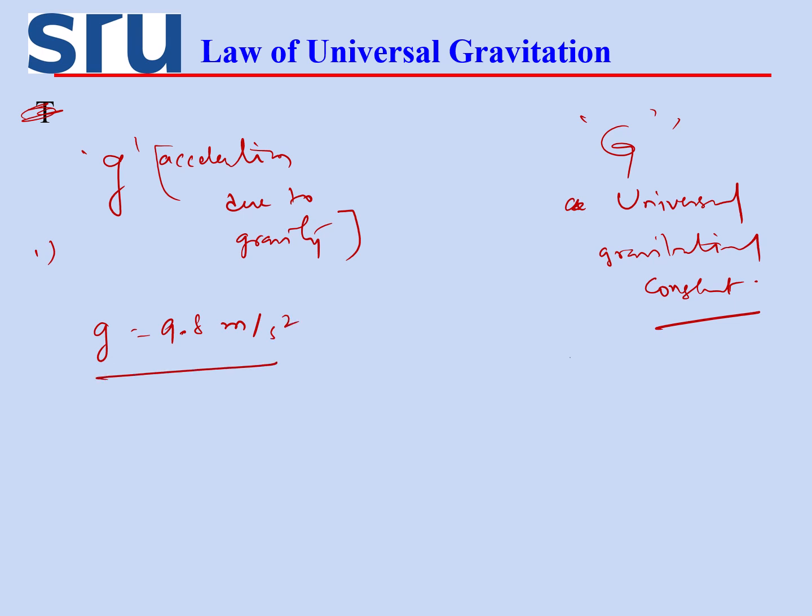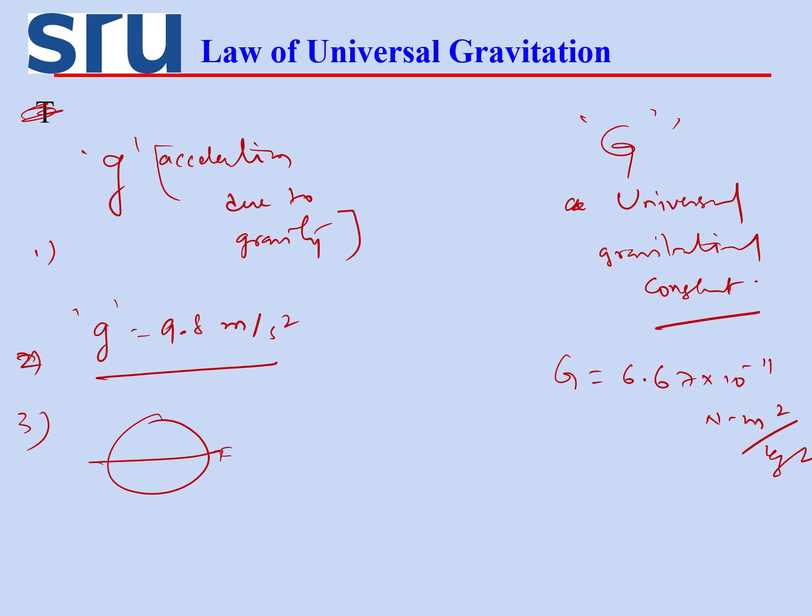Now capital G is a universal constant, its value is 6.67 into 10 power minus 11 Newton meter square per kg square. Now the third one: small g value changes place to place. For example, if this is the equator and poles, at the equator we have a g value and at the poles also, but these two values are not equal. If we change the place on the earth, the g value slightly changes.